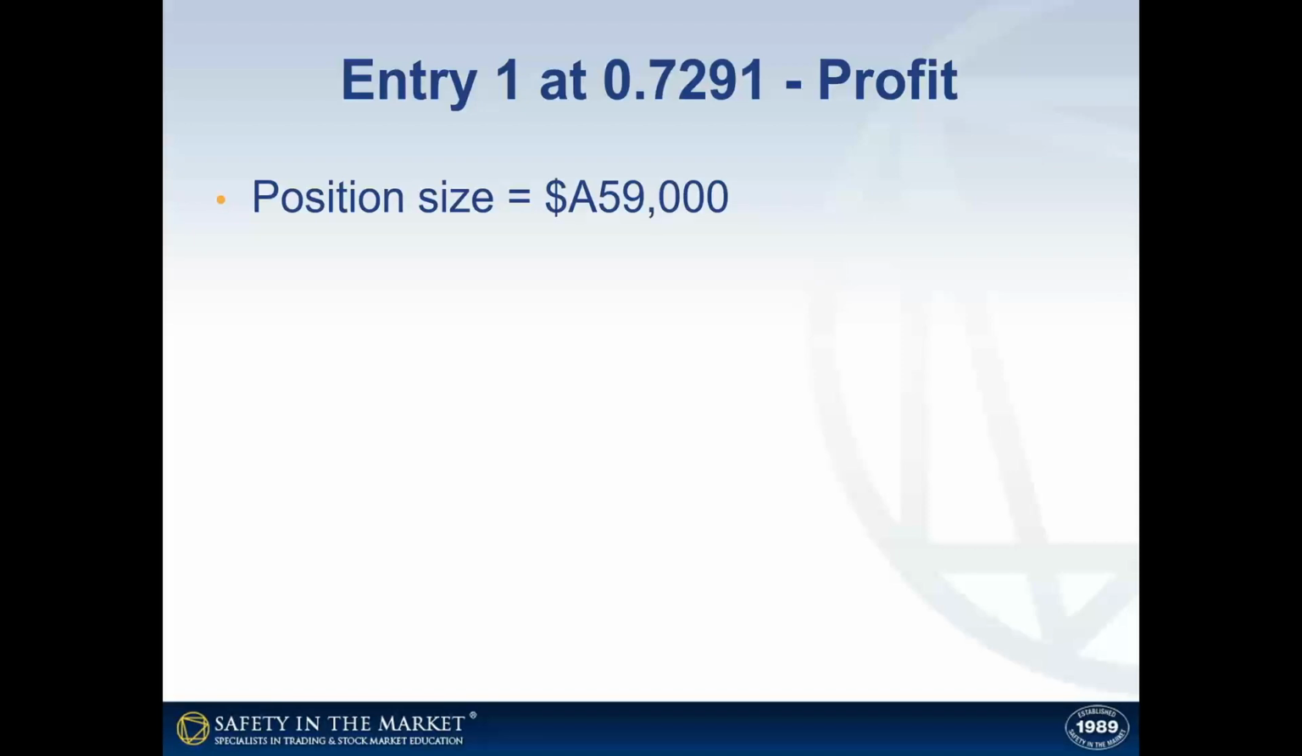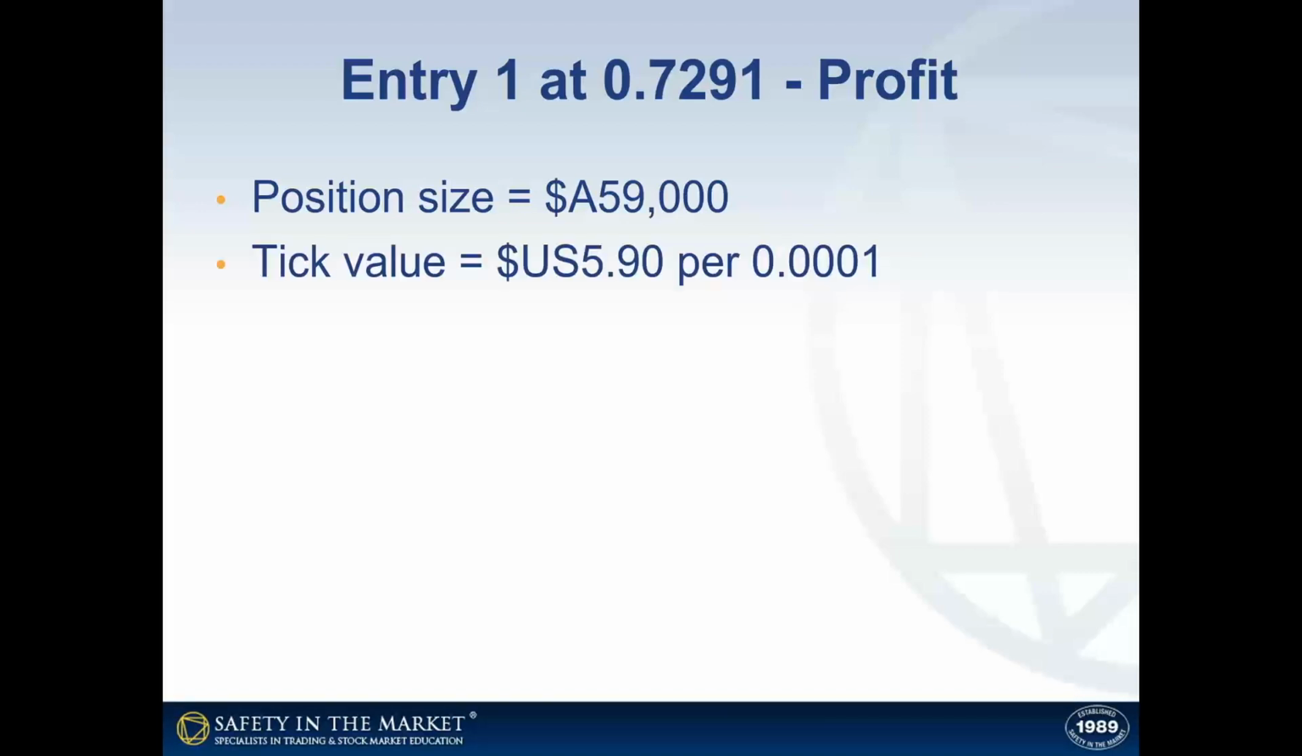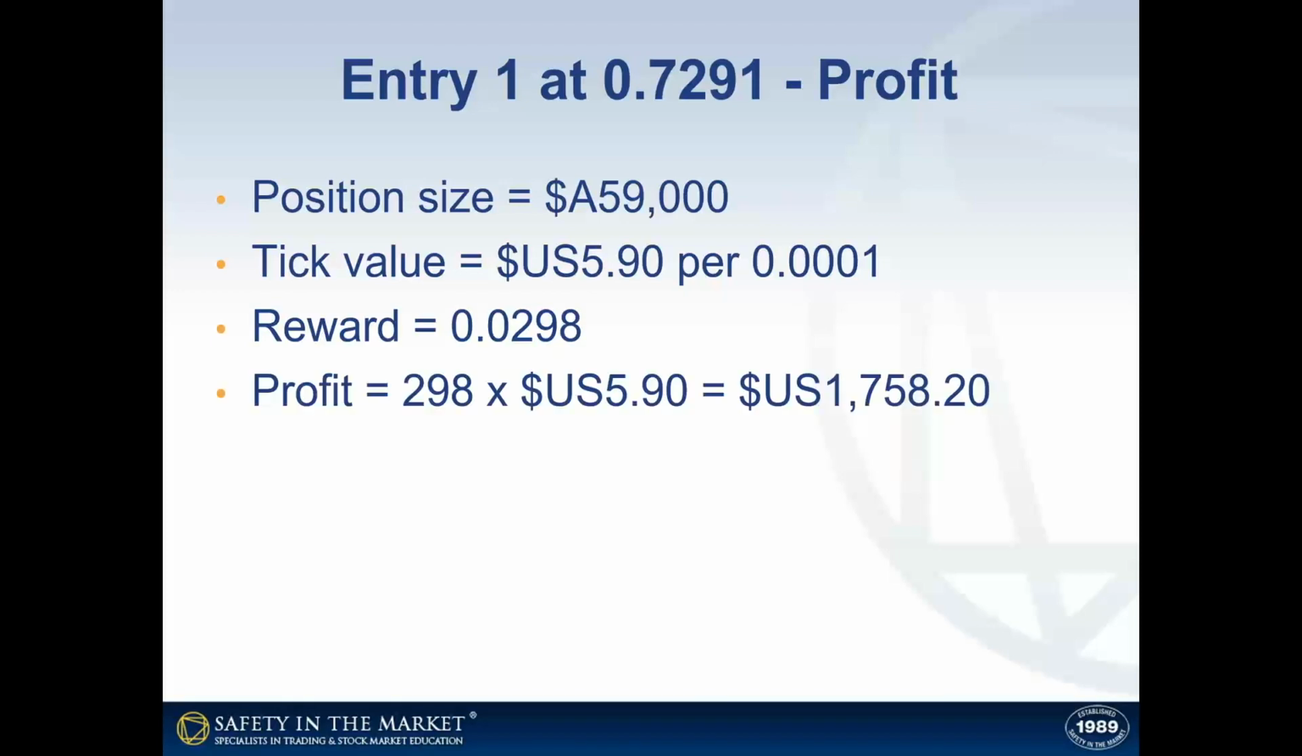Can you work out how much the profit and loss is going to be per tick on this trade? Think back to the table that we looked at earlier. For a 10,000 Aussie dollar position, your profit and loss is going to be $1 US per tick. Well, $59,000 is 5.9 times $10,000. So our tick value is going to be US $5.90 per movement of 0.0001. So our reward is 298 points. So our profit on the trade is going to be US $1,758.20. Not bad for 200 Australian dollars risk in about 2 weeks.